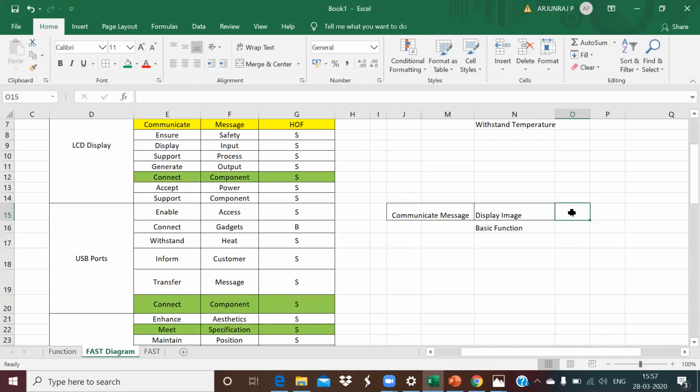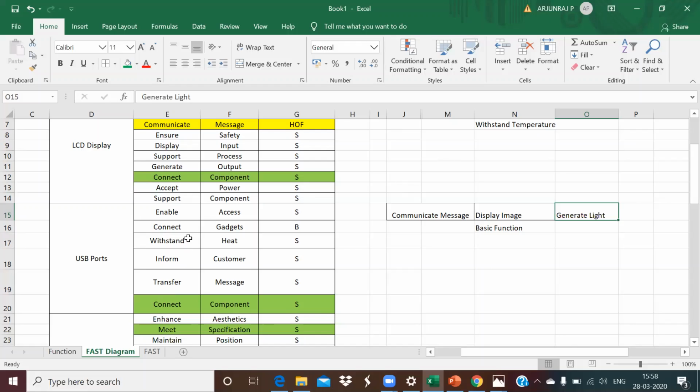I can say how to display image by transferring the image, transfer image, and then how to transfer image by generating light. Okay. Light, the display comes. By generating light. How to display image by generating light? Okay. How to generate light? By the power. How are we getting the light? Accept power. Yeah, by transferring power. Okay.